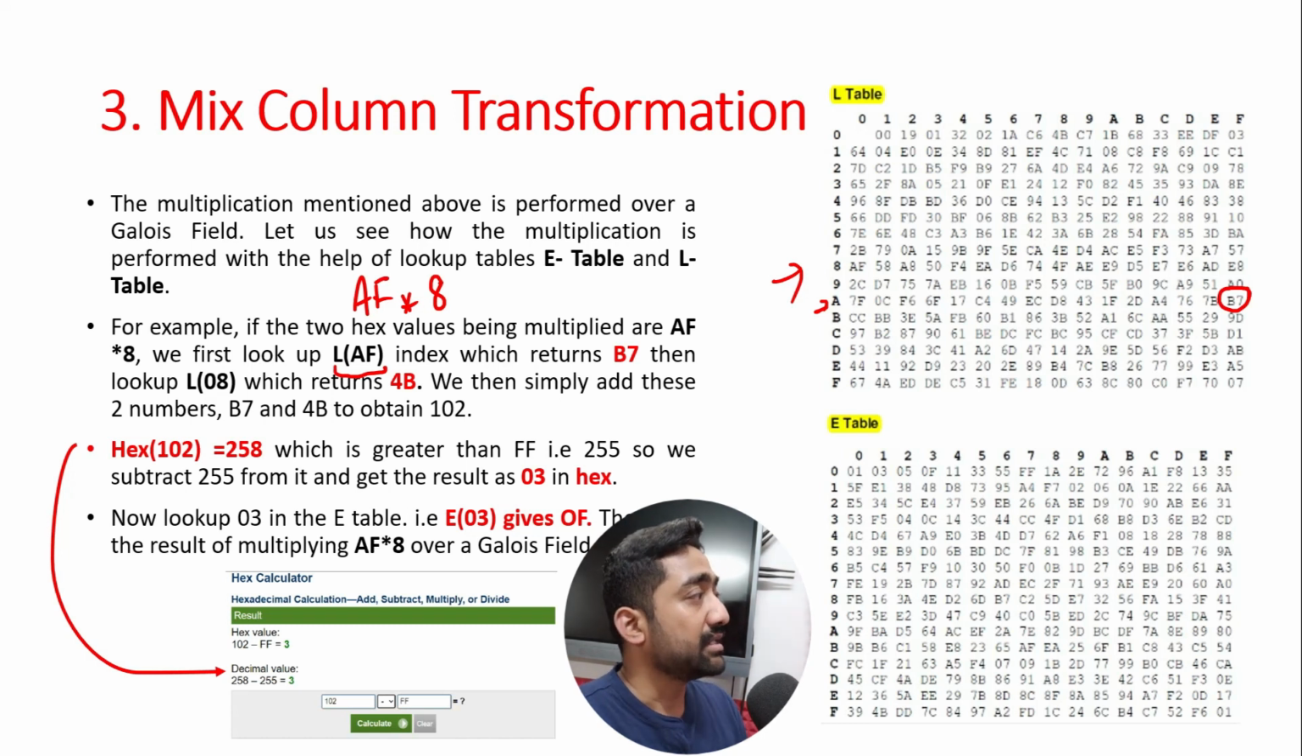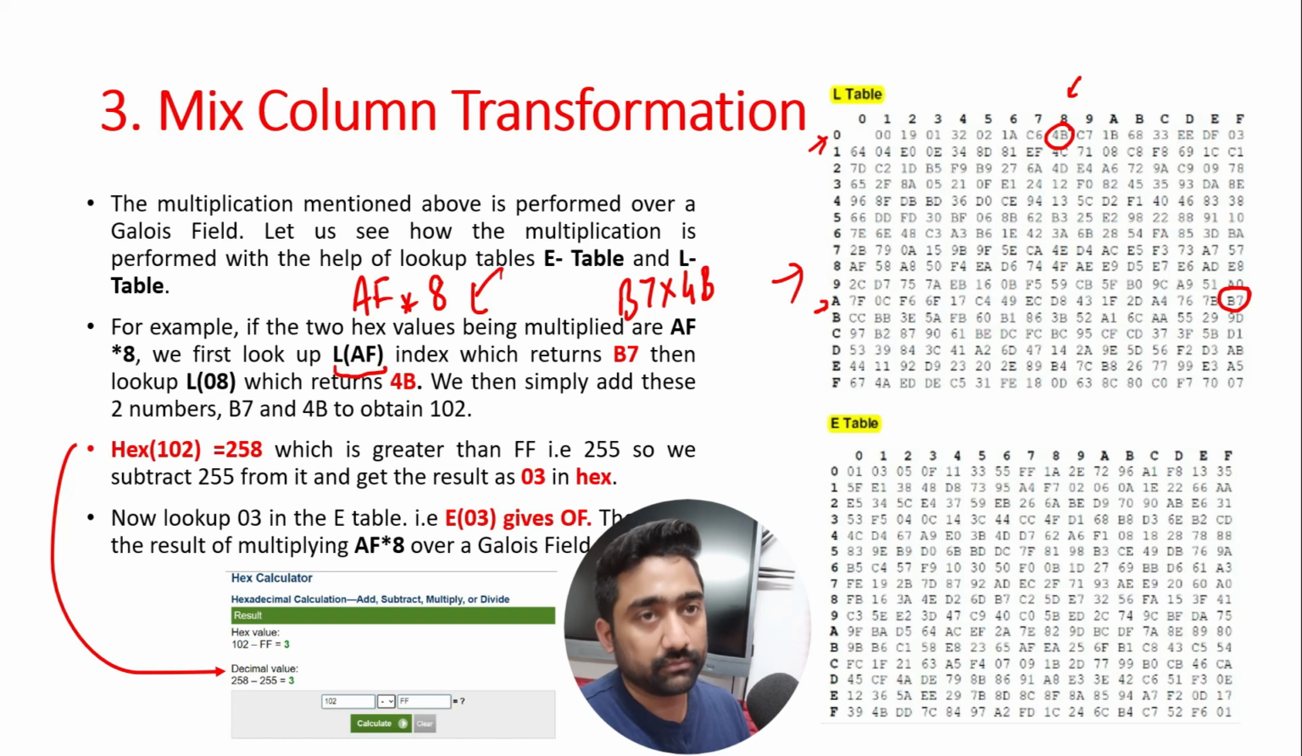In the same way, for the second value, that is the 8 in AF into 8, we were multiplying. 8 is nothing but 08, so we'll search for the 0 row and the 8th column, and we will get some value as 4B. So now we know that AF and 08 over the Galois field are nothing but B7 and 4B. Now we have to multiply B7 and 4B. For multiplication, it's very simple. Now we simply need to add them up. As I told you, this is not a simple multiplication. We are going to add them up and then refer the values in the final table called the E table.